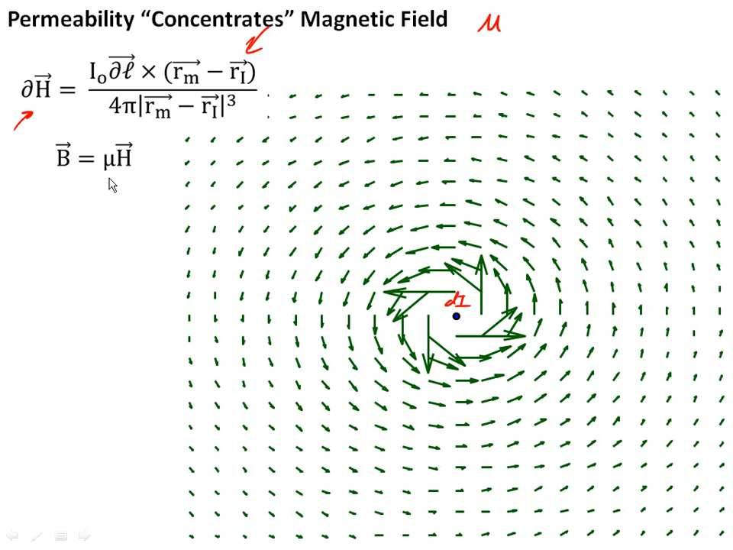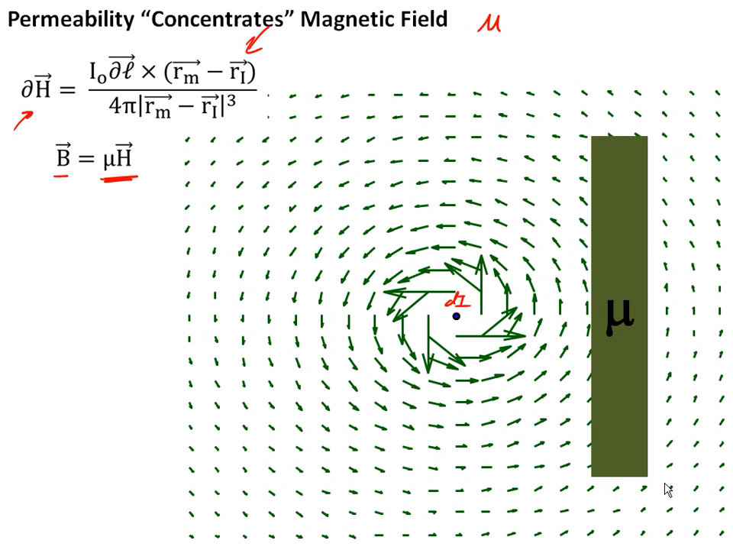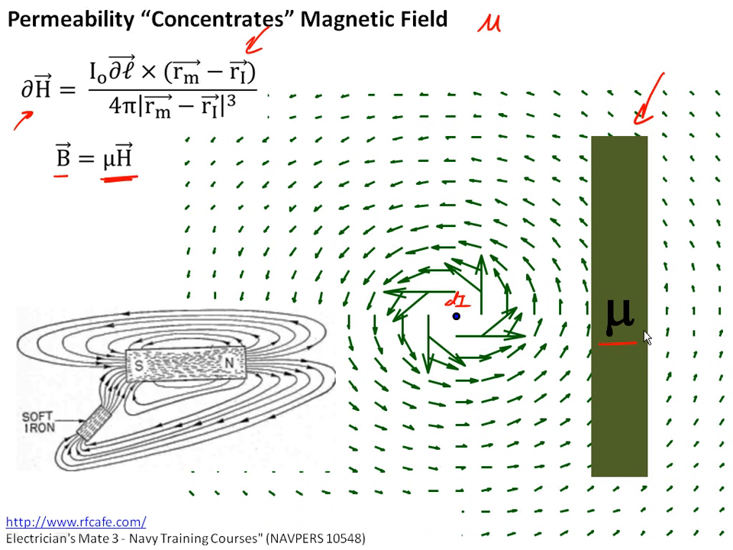However, in order to calculate the magnetic flux, B, we multiply the magnetic field by the permeability mu. So what does this do? Essentially, if we put a block of material with some permeability mu in the magnetic field, the flux that goes into this is going to be concentrated if mu is much, much greater than 1.